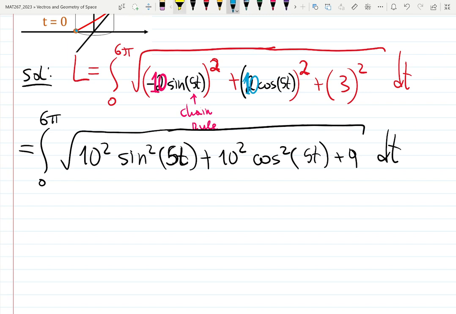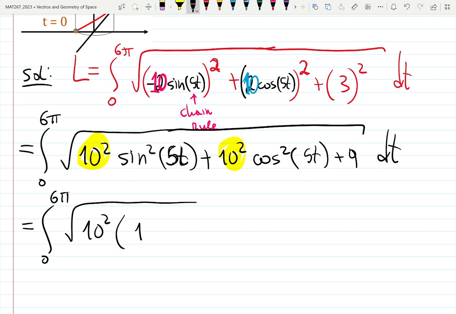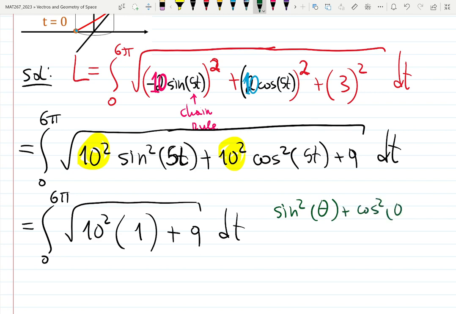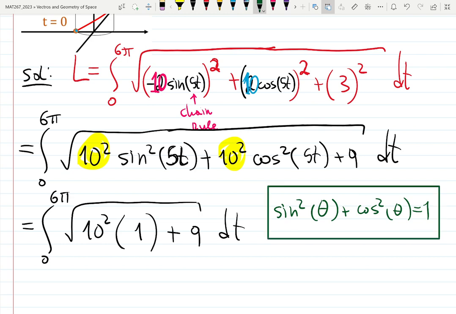And usually people don't do it with writing. It's too much writing. So they just do it in their head. 0 to 6 pi. The square root is not going to be huge anymore. 10 squared was factored out, and it's going to be 1 plus 9. Because, let me rewrite for you. Sine squared of theta plus cosine squared of theta is 1. And theta can be anything, it just has to be the same. So it's 5t and 5t, that's what helped.